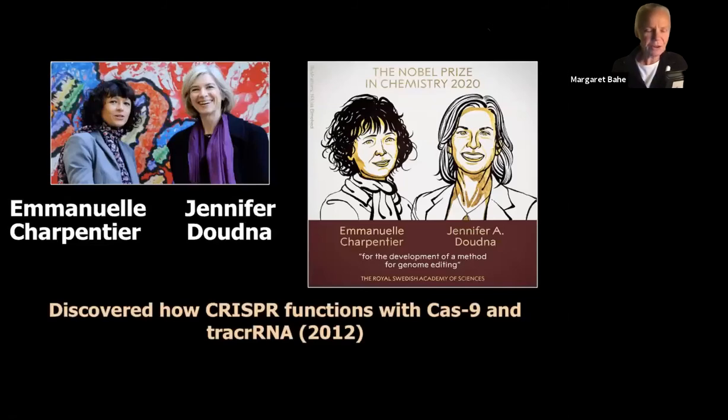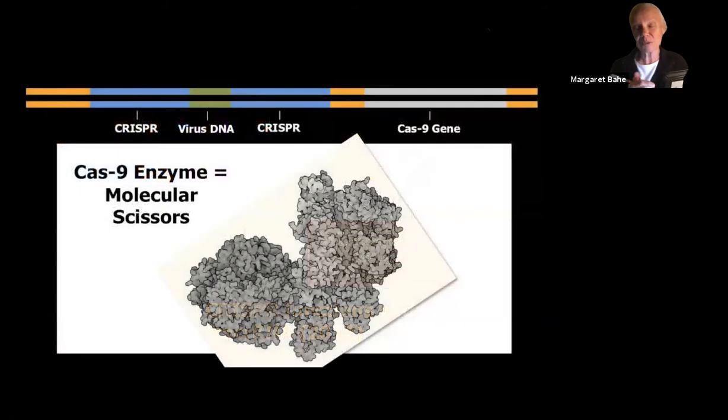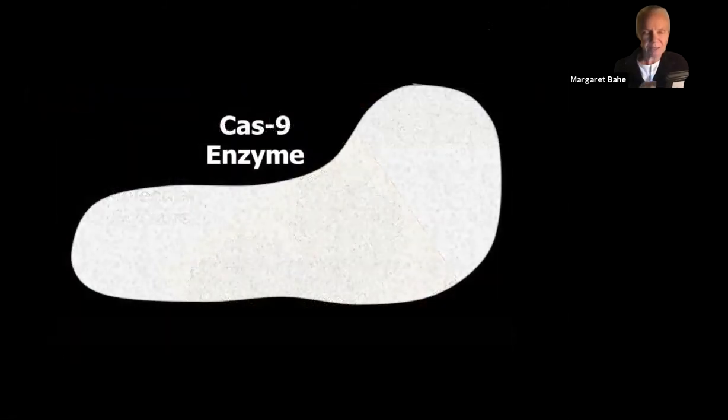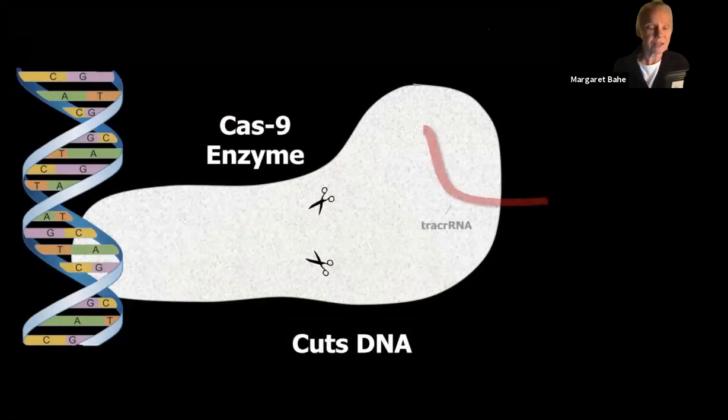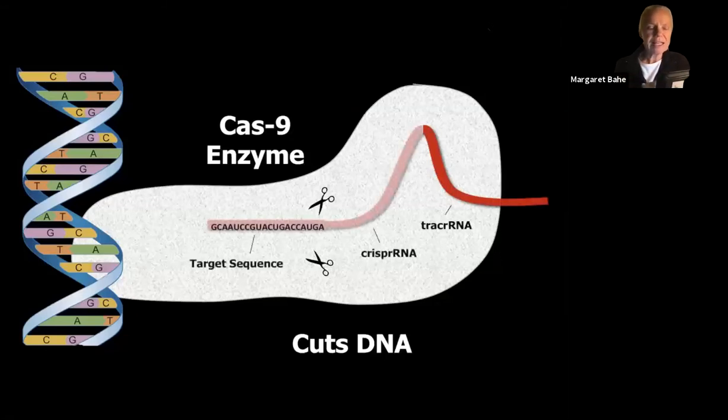She figured out how this Cas9 protein works with these CRISPR elements. So think of Cas9 as a scissors. It's what's going to do the cutting of the DNA. This little blob right here is the overall shape of the enzyme, and it's what's going to cut the DNA, but it has to know where to cut. So there's a piece called a tracer RNA. We're not going to talk much about it, but the tracer RNA is going to associate with that CRISPR piece.